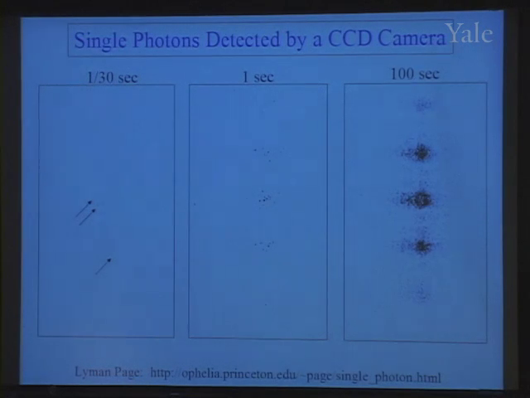And after 100 seconds, so a little over a minute and a half, now you can really see that there's a pattern. There's lots of photon particles landing here and here, but not very many in between. And we're going to come back in a little while and explain why it's making this pattern. But what I want you to learn from this is that light really is made of particles.